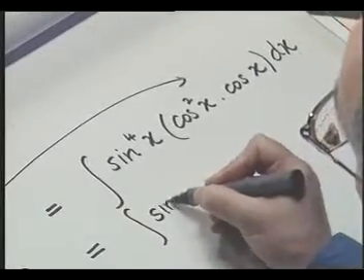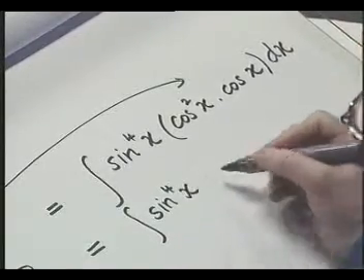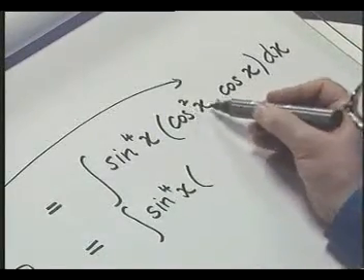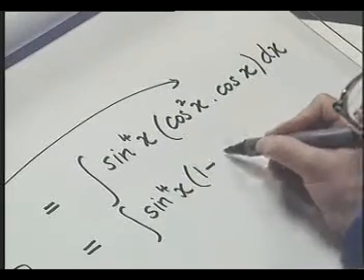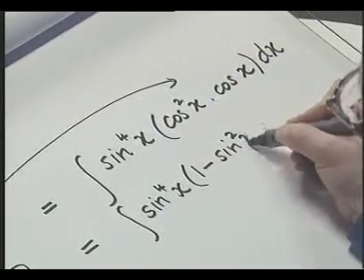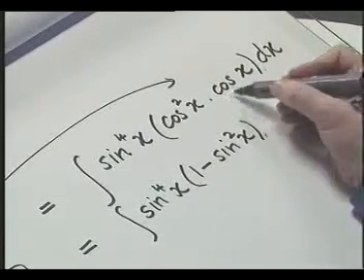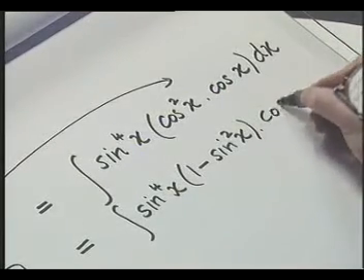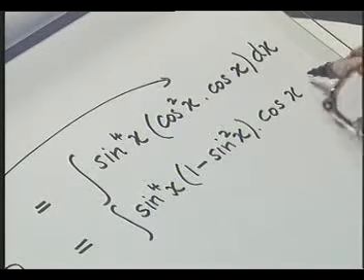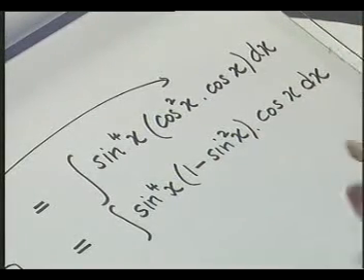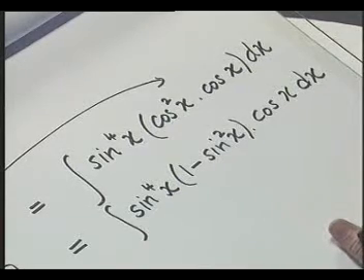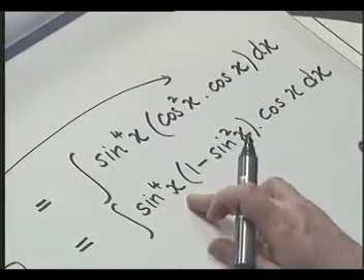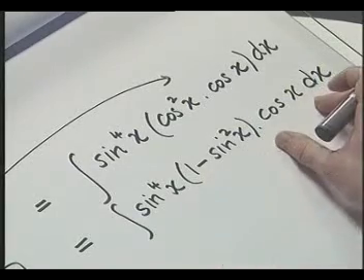So the integral will become the integral of sine to the power 4 x. Cosine squared x we can write as 1 minus sine squared x. And there's still this term cosine x here as well. And all that has to be integrated with respect to x. Let me remove the brackets here. When we remove the brackets, there'll be sine to the 4th x times 1, all multiplied by cosine x.